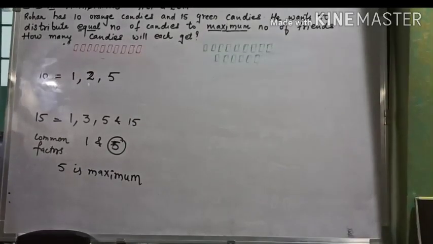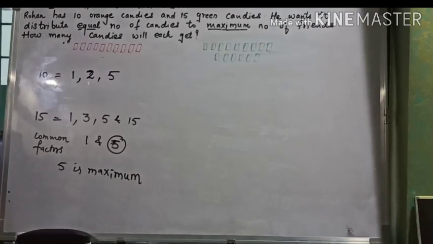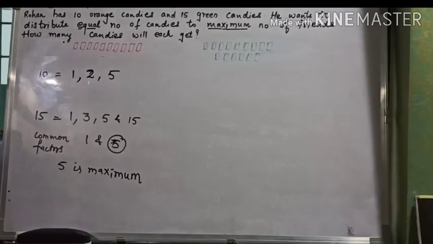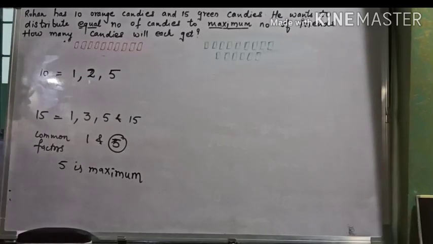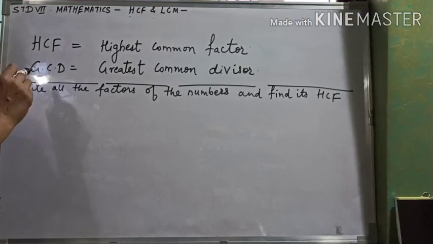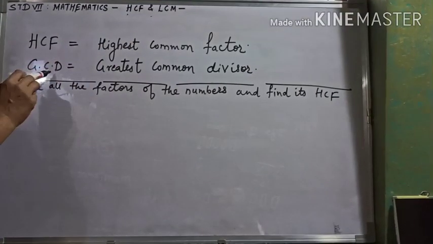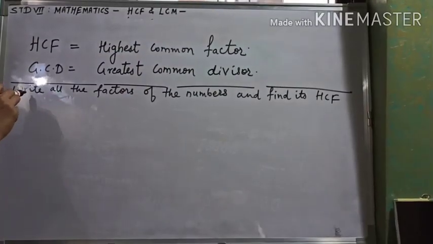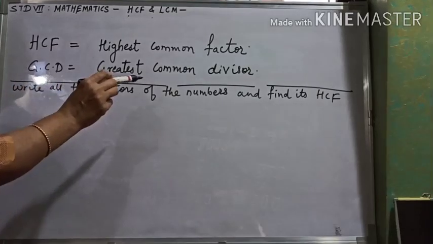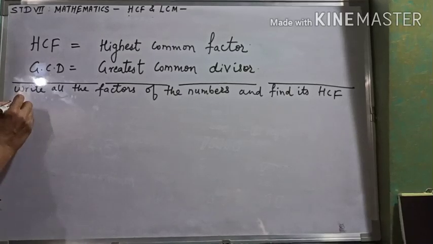So from this example, we learned that to find HCF, we should find out the common factors, and from the common factors, we have to find out the maximum factor or number. So from this we learned that HCF is highest common factor. It is also called GCD, that is greatest common divisor. Now let us move further. Write all the factors of the numbers and find its HCF.